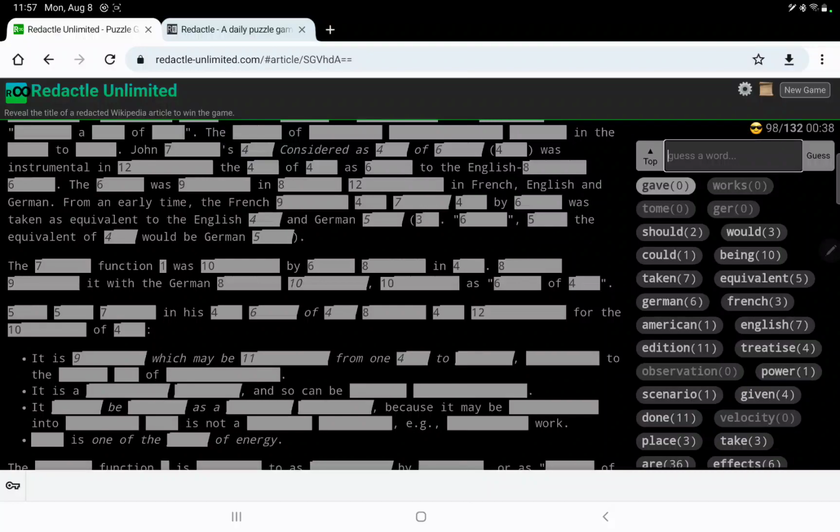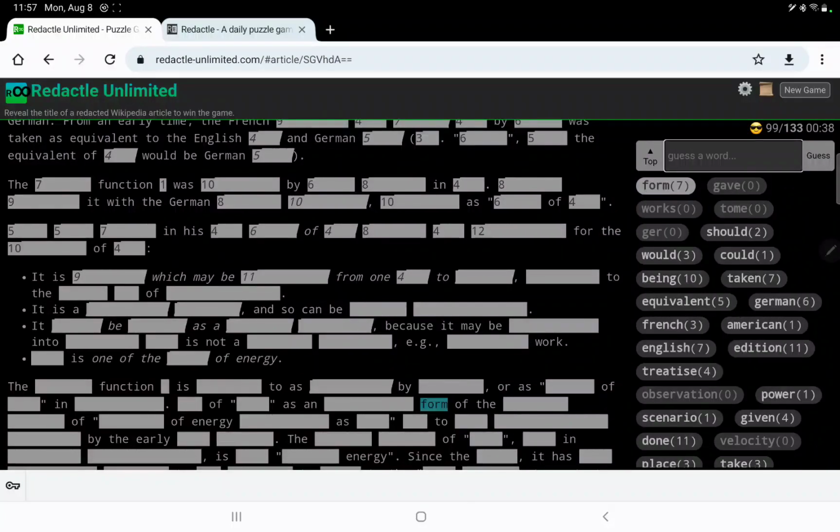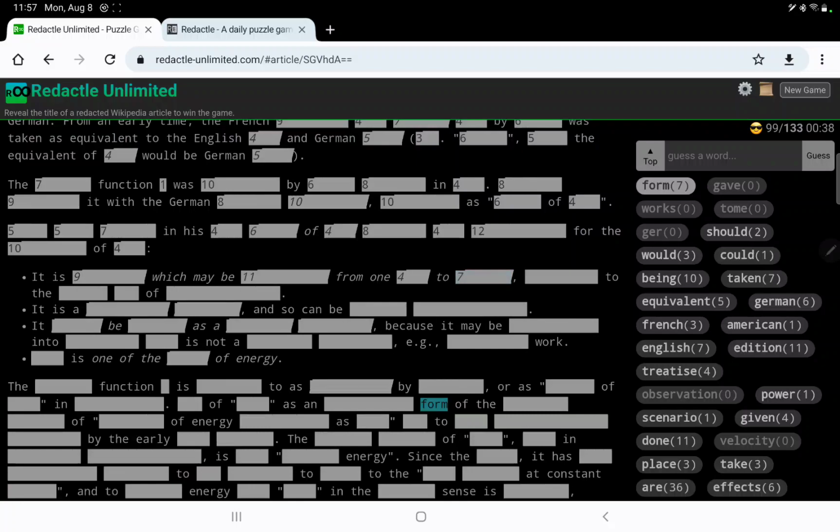It is 9, which would maybe something from one form. No, we do have form as an 11 form of the 8. 3 of 4 as an 11 form of that of 8 of energy. Oh my goodness.